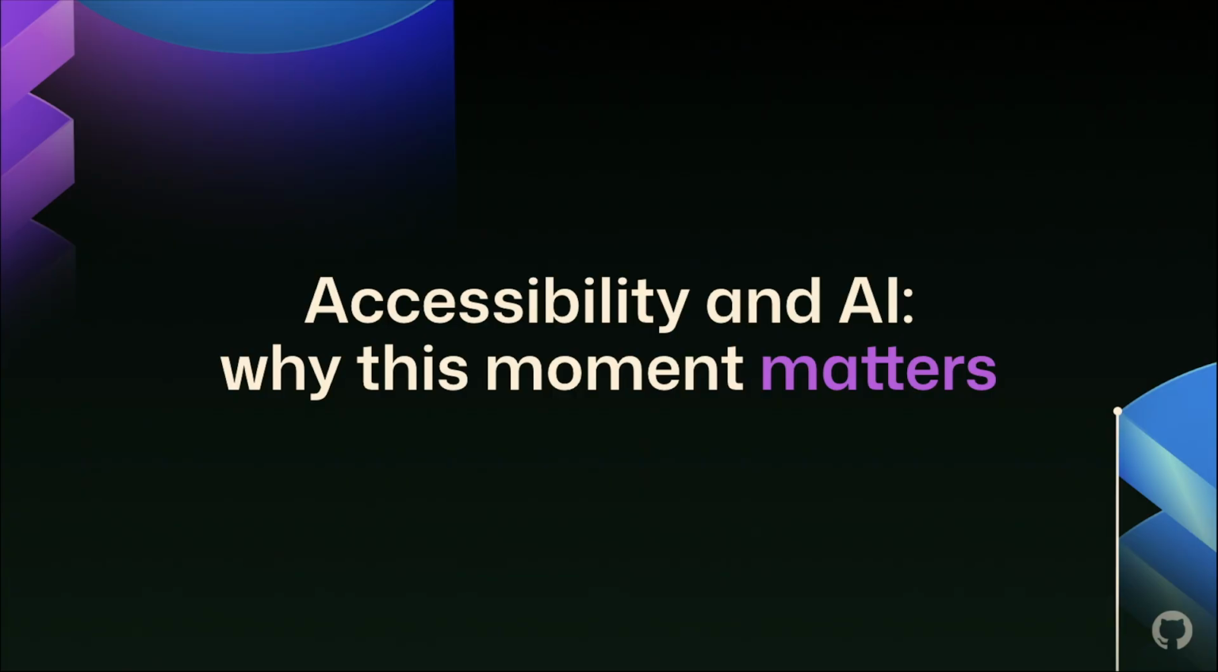Accessibility, AI, and why this moment matters. As we all know, AI is everywhere. We can't escape it, right? So we have to embrace it. That's especially true when it comes to accessibility, because we don't want to be behind. When we talk about web standards, especially WCAG, we are always behind the emerging tech, because the emerging tech has to exist. It has to be stable. It has to get to that point, and then you make the rules about it.